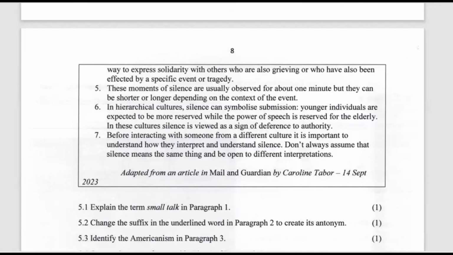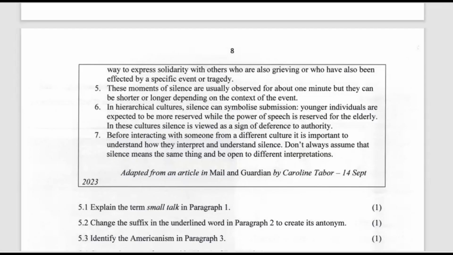In hierarchical cultures, silence can symbolize submission. Younger individuals are expected to be more reserved, while the power of speech is reserved for the elderly. In these cultures, silence is viewed as a sign of deference to authority. Before interacting with someone from a different culture, it is important to understand how they interpret and understand silence. Don't always assume that silence means the same thing and be open to different interpretations.